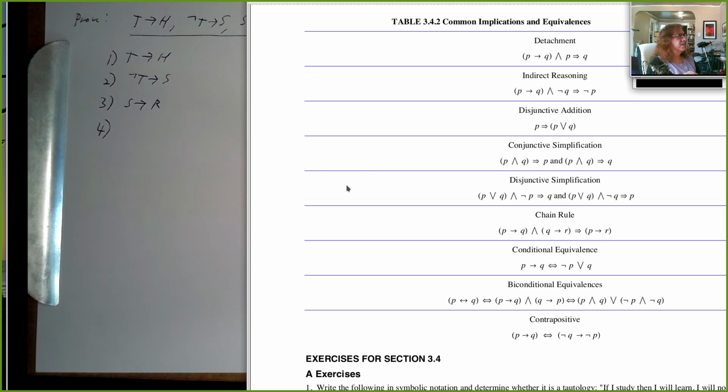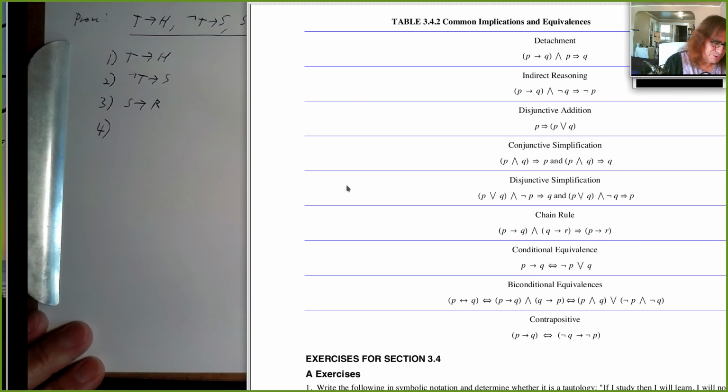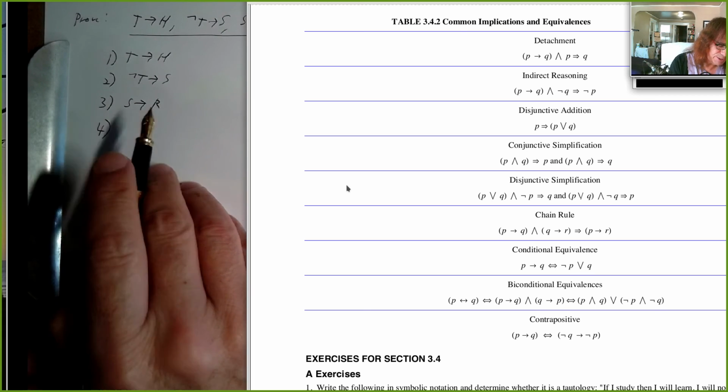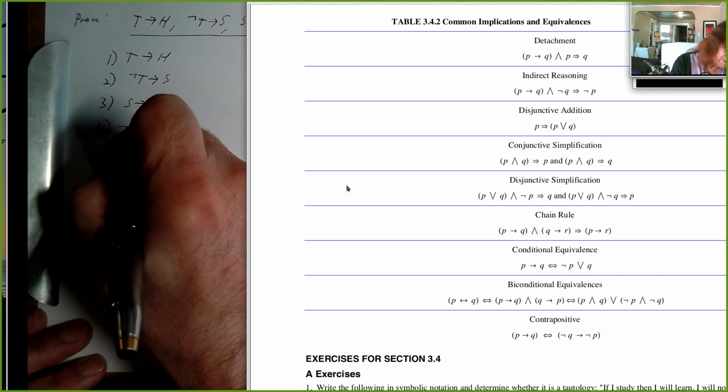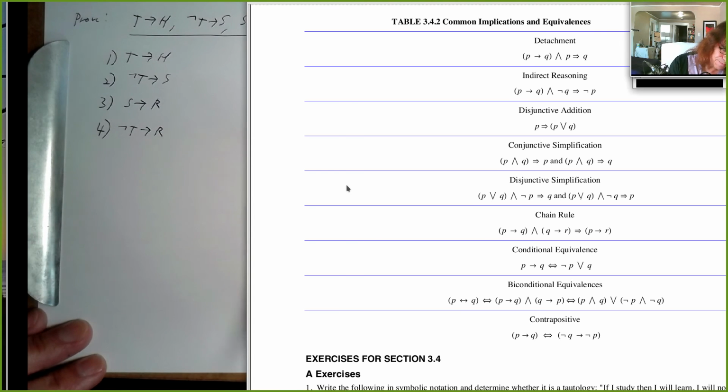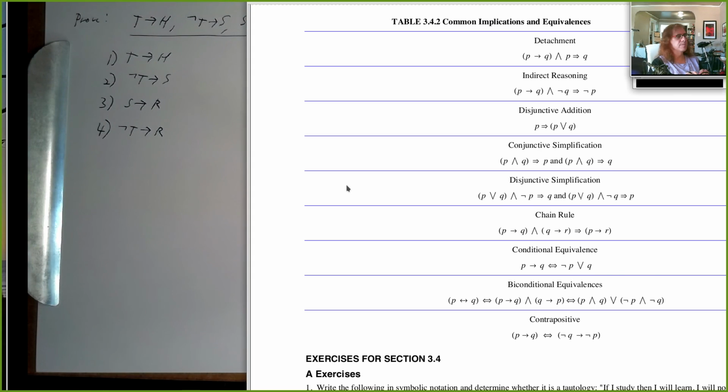All right, so someone said not T, then R. And why would that be true? Chain rule. All right. So we're told if not T, then S, and we're told if S, then R. So we can chain rule those together and say if not T, then R. And that's the chain rule of 2 and 3. All right, good. We got if not T, then R.